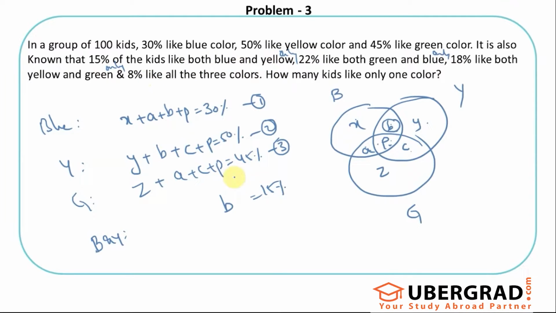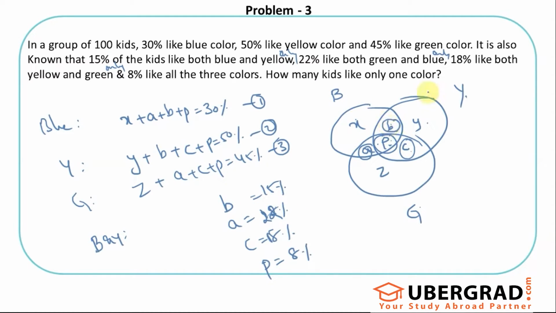Both blue and yellow only, that is B is 15%. Only green and blue, that's green and blue is this part, that's 22%. Only yellow and green would be, yellow and green is this part, that is C is 18%. And then 8% like all three colors, that's basically P, right? So P is given as 8%.